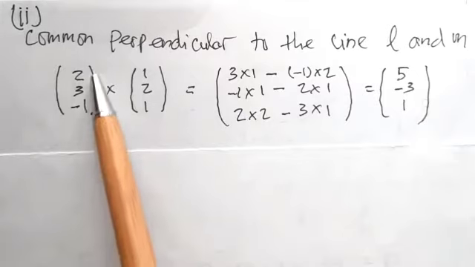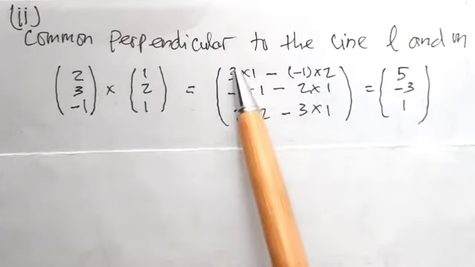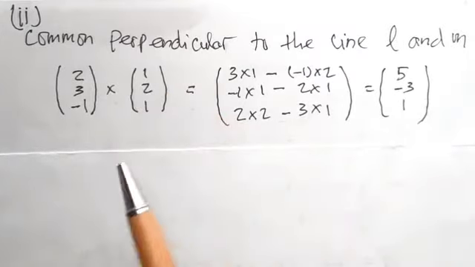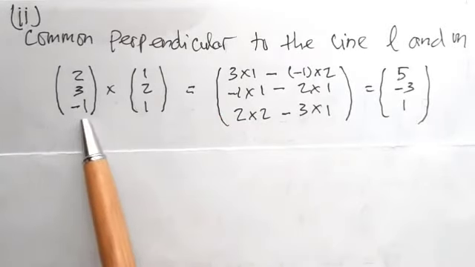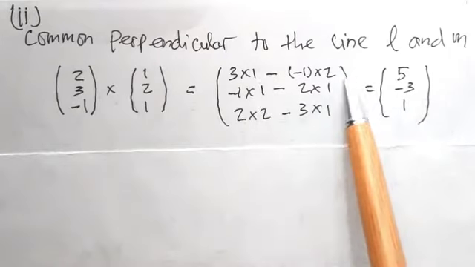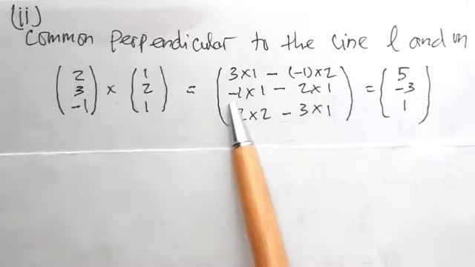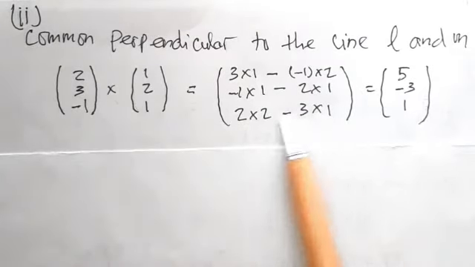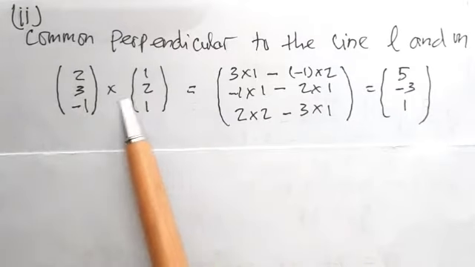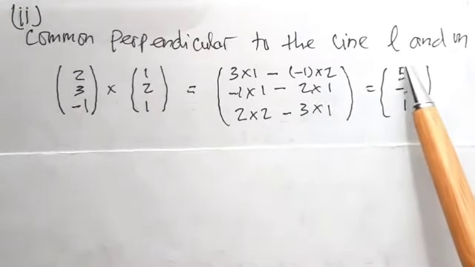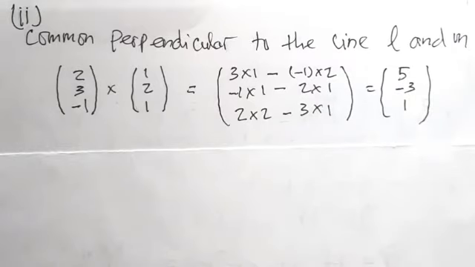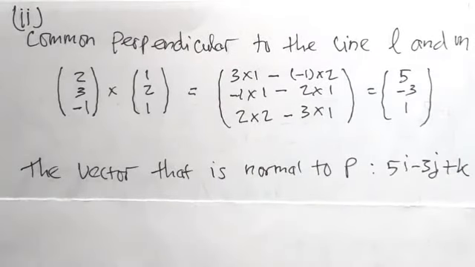Thus this vector cross this vector, thus the first component is 3 times 1 minus minus 1 times 2, and then the second component is minus 1 times 1 minus 2 times 1, and then the third component is 2 times 2 minus 3 times 1, that is 4 minus 3, 1, and thus the vector that is normal to P is 5i minus 3j plus k. Thus that is the answer for part (ii).